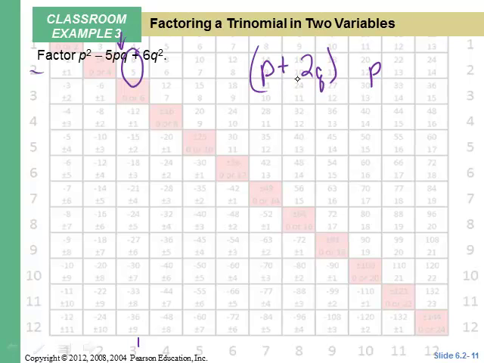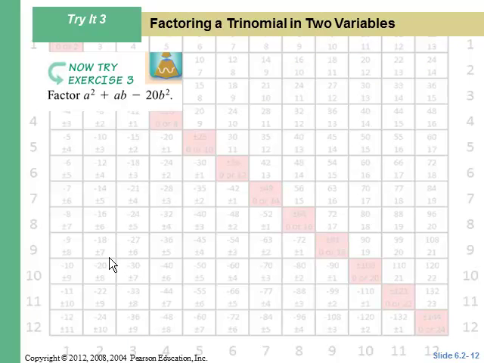P, oops, I'm sorry, it's minus. I didn't see the negative sign here. P minus 3Q. And then when you multiply that out, you do get P squared minus 5PQ plus 6Q squared. I don't think there's anything else that's difficult about that problem. We'll go on to the next one.